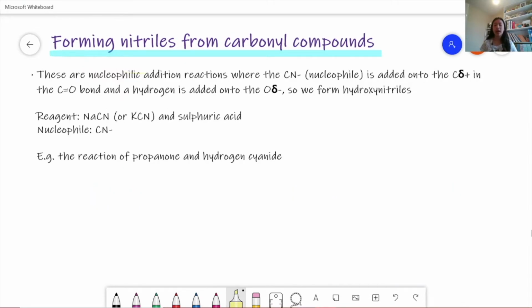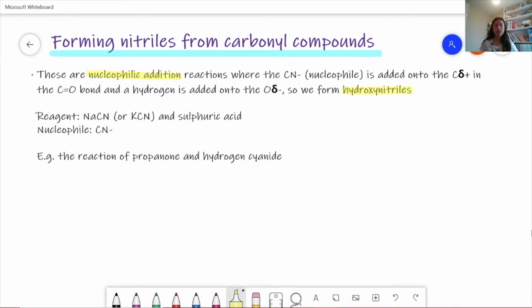So the second reaction we have is when we form nitriles from carbonyl compounds, and these are nucleophilic addition reactions. So again, this CN- will act as a nucleophile, and it's added onto the delta positive carbon in this C=O double bond, and a hydrogen is added onto the delta negative oxygen. And so what we form are hydroxynitriles. So nitriles where we also have an OH group. So the reagent we use is sodium cyanide or potassium cyanide mixed with some sulfuric acid. And the nucleophile is the CN-.